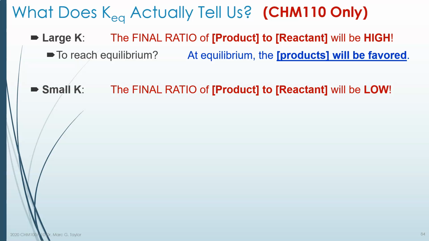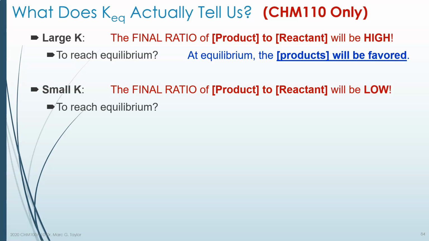Now, both of these numbers will always be positive. We can't have negative concentrations, so it'll either be a large positive number or a small positive number. And we're going to just use the number 1 to distinguish between large and small. So if it's much bigger than 1, that's a high K. If it's much smaller than 1, it's a low K.